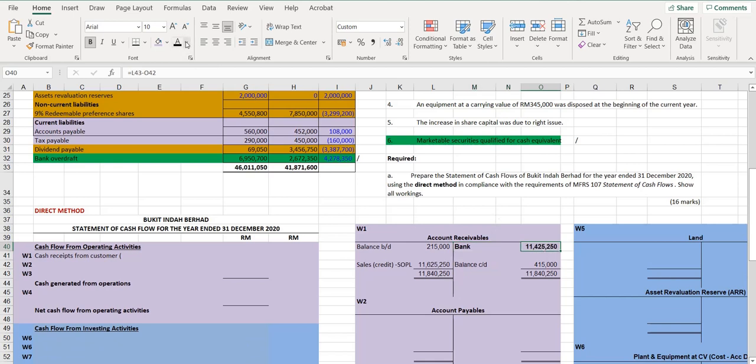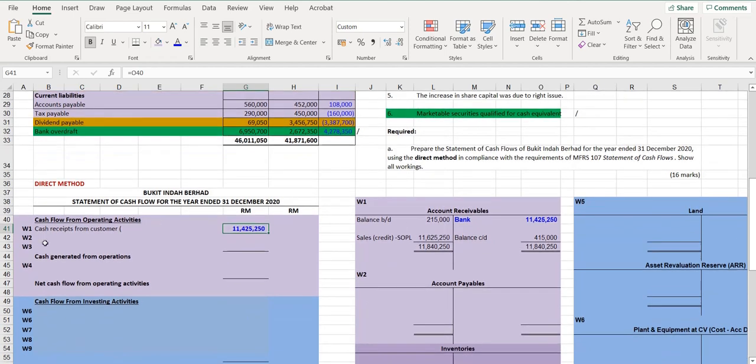I will use blue for this cash receipt from customers, because it is a payment that you receive. So was it an outflow or inflow? It is an inflow during the year. So leave it as it is.